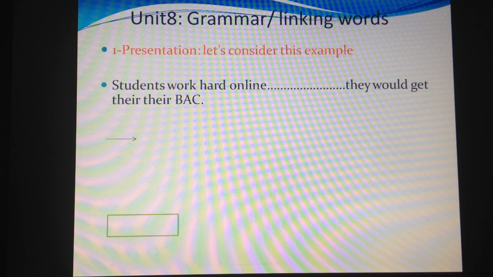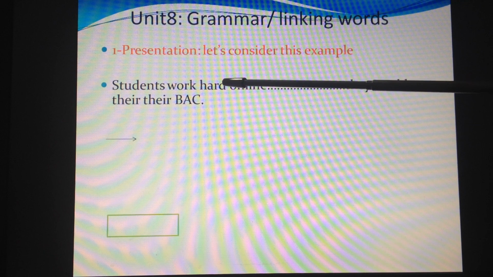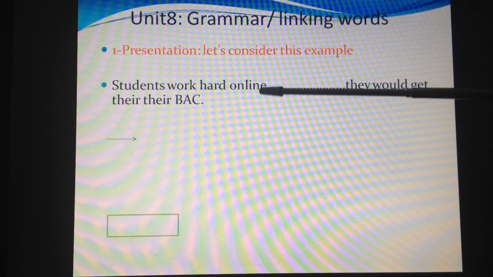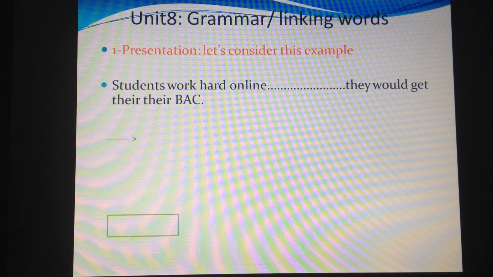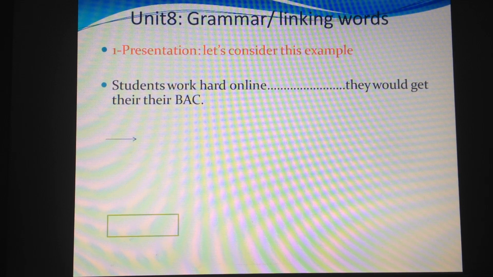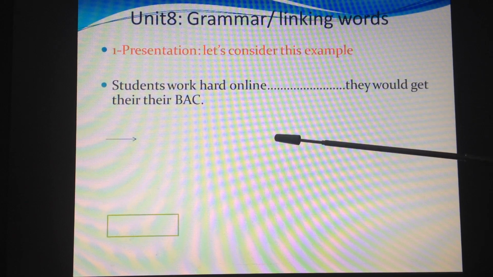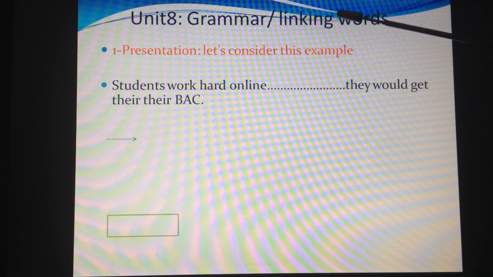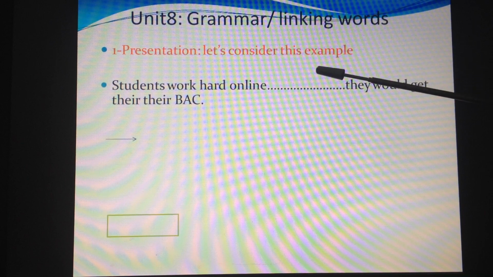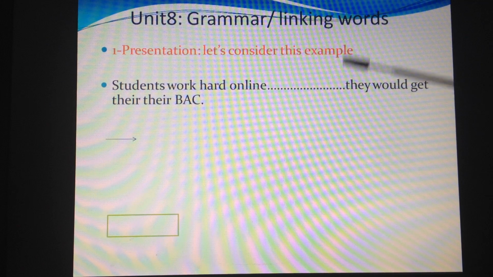So we're going to look for why do we need connectors and what are different forms of connectors. Okay, so notice that we have two sentences here. Students work hard online. They don't go to school now, they just work hard online. Why? They would get their baccalaureate. So we have two sentences. So to make one sentence, we need a linking word or a connector. So take a minute and try to find out what's the appropriate linking word that we can use here.